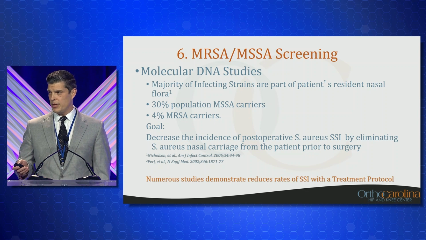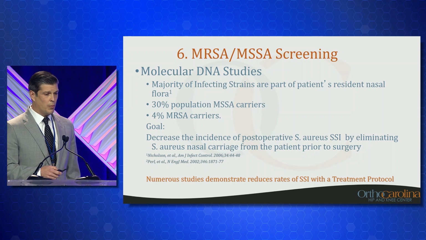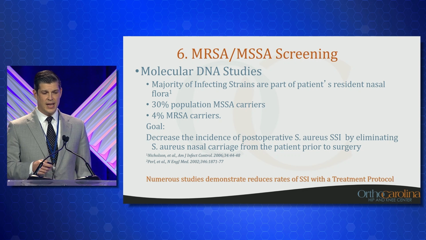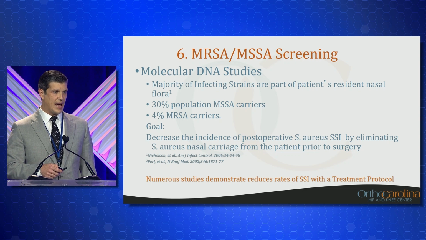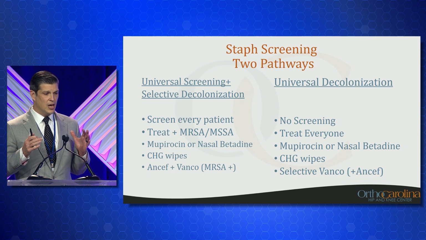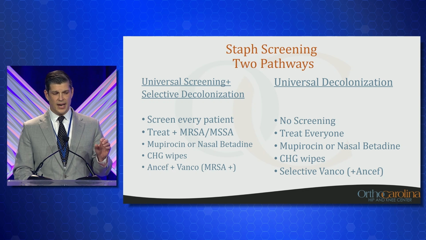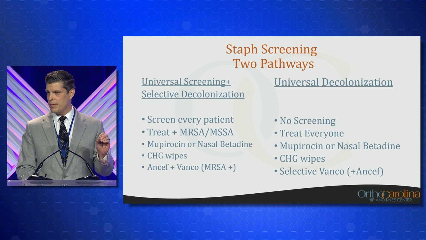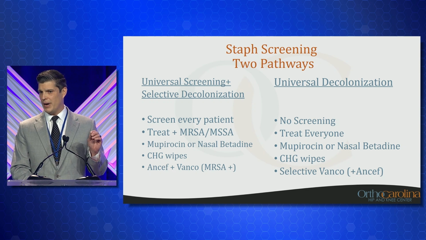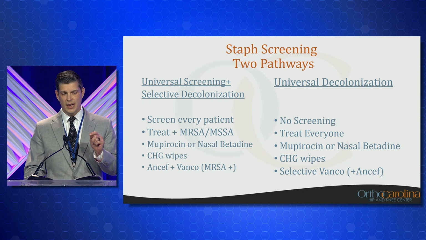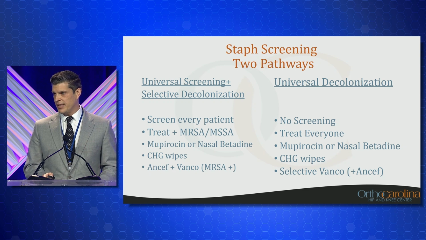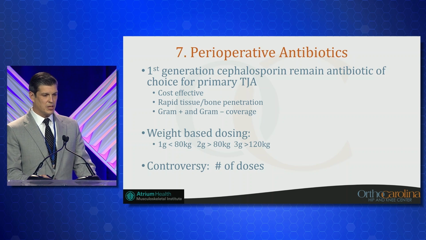MRSA and MSSA screening we touched on earlier in some of the other sessions. What we know is that a lot of the infecting strains that occur in a periprosthetic joint infection have similar DNA to what resides in your nasal cavity, your axilla, and other orifices. So our goal is decolonization. There are 2 pathways, each with pros and cons. Universal screening: test everybody, selectively decolonize those that are positive. The benefit of that is you identify who's positive and you can give them vancomycin. Logistically, it's easier just to universally decolonize everybody and just selectively give vancomycin plus Ancef to the high-risk patients.